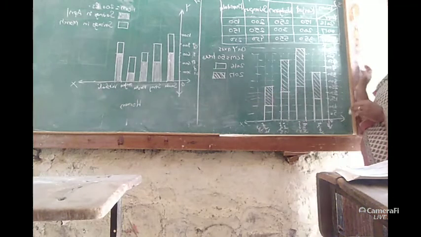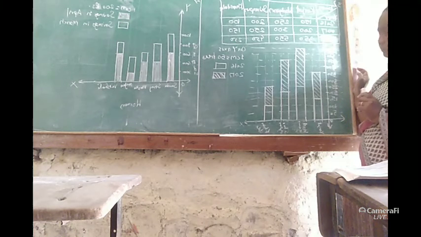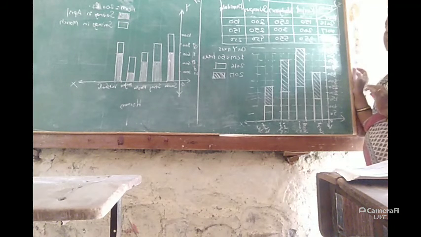Then we have to subdivide the bars. How do we have to divide? First we have to take the reading of 2016 and do the division inside the bar.